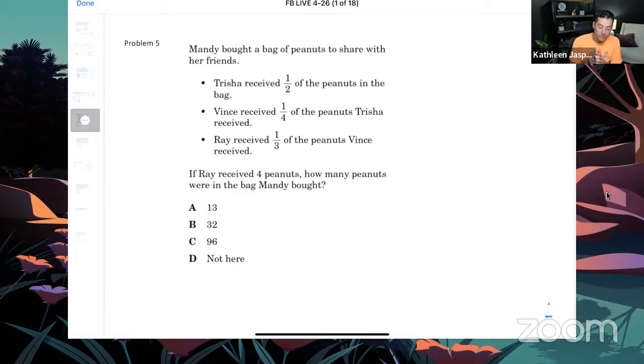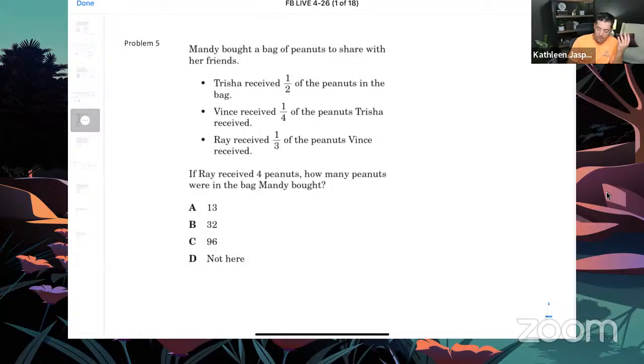Next, we get to number 5 here, where it says Mandy bought a bag of peanuts to share with her friends. Trisha received 1/2 of the peanuts in the bag. Vince received 1/4 of the peanuts Trisha received. And then Ray received 1/3 of the peanuts Vince received. So it's like 1/2, and then that person got 1/4 of 1/2, and then that person got 1/3 of 1/4 of 1/2. If Ray received 4 peanuts, how many peanuts were in the bag Mandy bought?